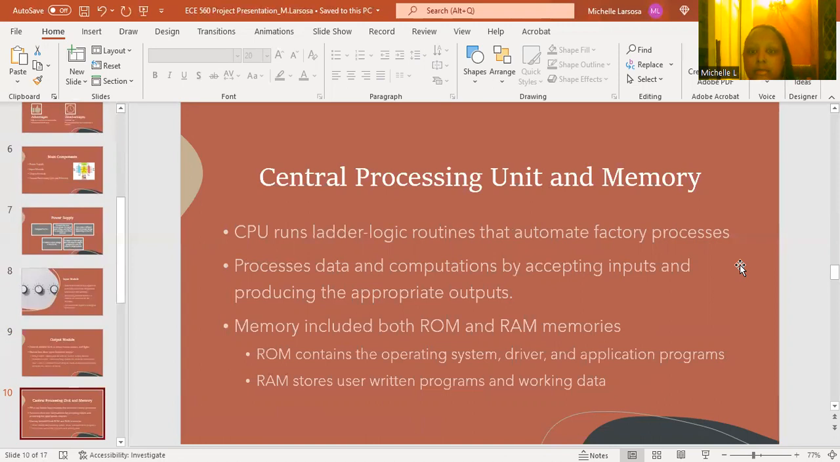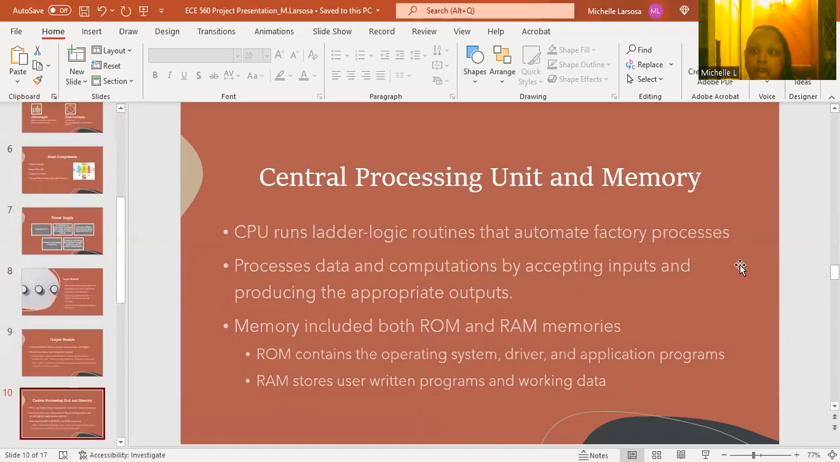It also processes data and computations by accepting inputs and then producing the appropriate outputs. For the memory, both ROM and RAM memories are used. So the ROM contains information and memory for the operating system, the driver, and application programs. And the RAM stores user-written programs and working data. So the RAM basically is storing working data that can be updated and changed relatively often throughout the course of a shift.